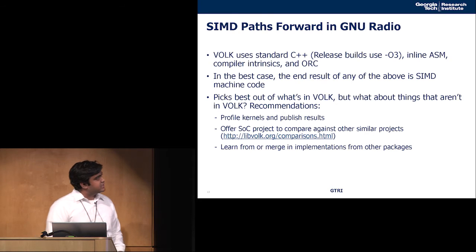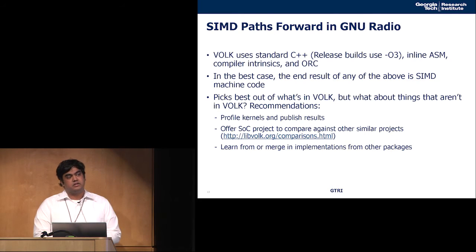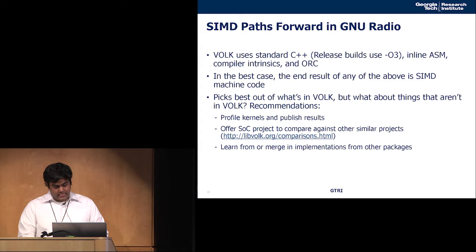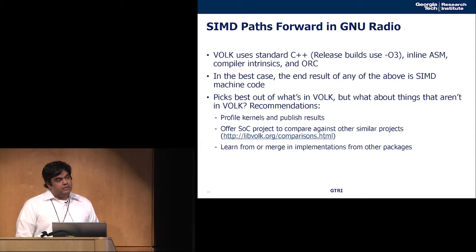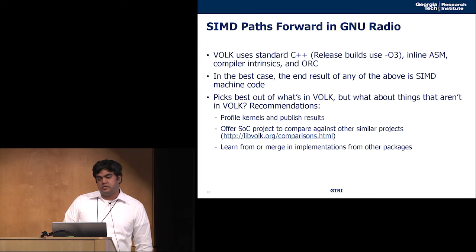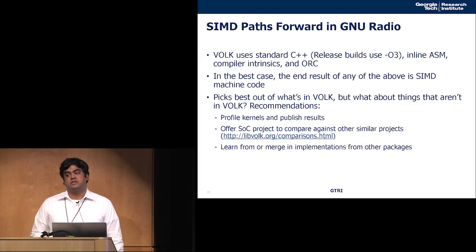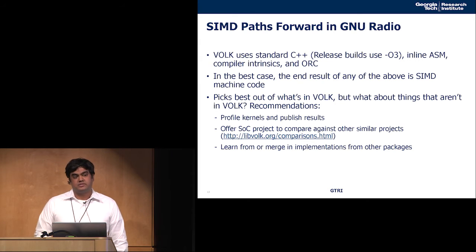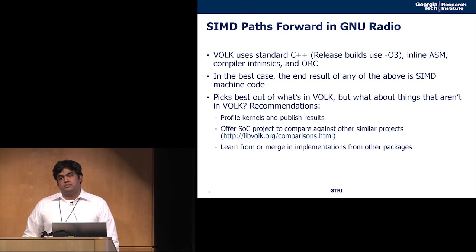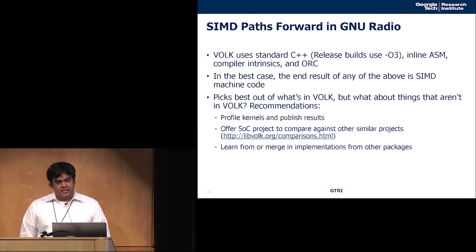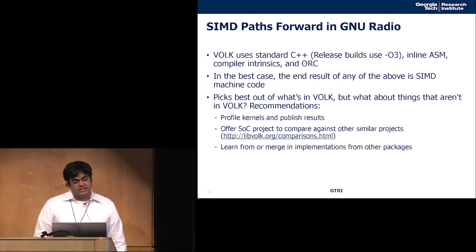But my question is, what about things that aren't in VOLK? There are other implementations and other things out there that do optimized signal processing operations. My recommendation for the community, and I asked this as a question to Nathan the other day, is that we should probably profile all of our kernels and publish the results on at least 1 or 2 reference platforms. Call it an Intel 4th gen i7 or 5th gen i7 or whatever, and 1 or 2 ARMs maybe. That way we know where we stand compared to other projects.